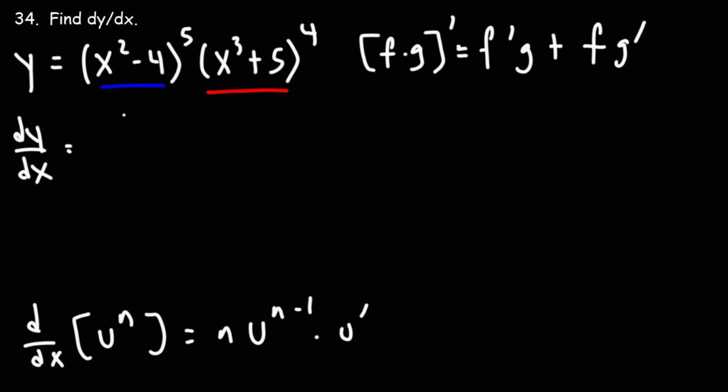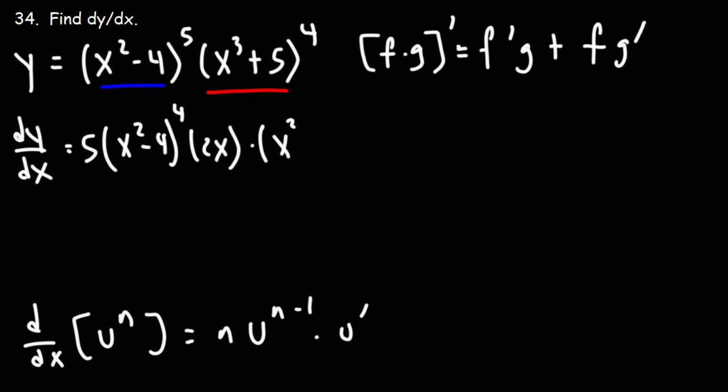So let's begin by finding the derivative of f using this formula. Our n value is 5 times u, which is the stuff inside the parentheses, x squared minus 4, raised to the n minus 1. 5 minus 1 is 4, and then times u prime. The derivative of what's inside, x squared minus 4, is going to be 2x. And then times g, so we just have the original g value, x cubed plus 5 raised to the 4th, and then plus f. We're not going to do anything to f, we're just going to rewrite it, and then times g prime.